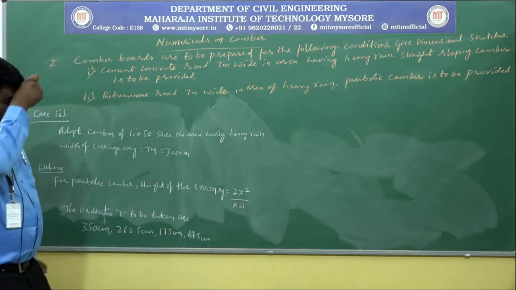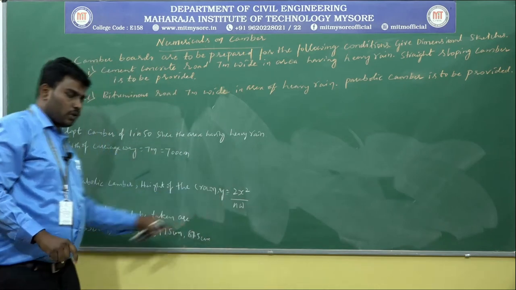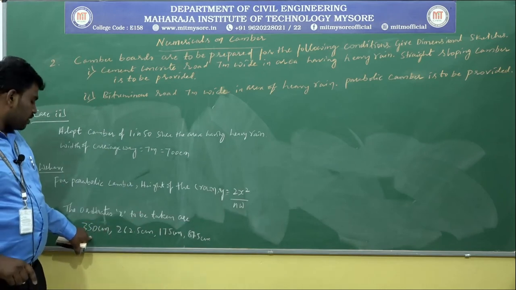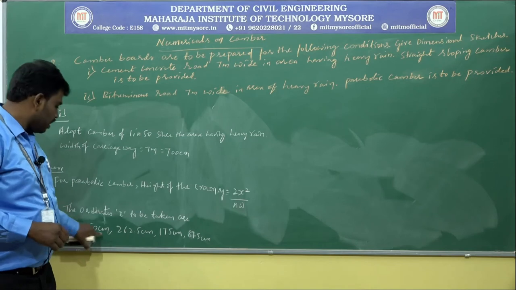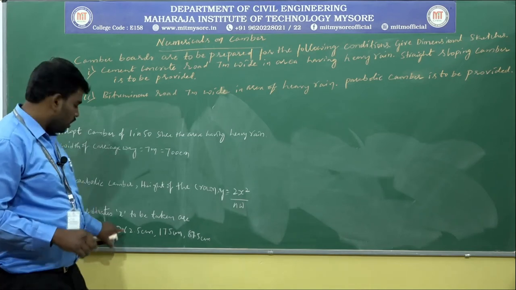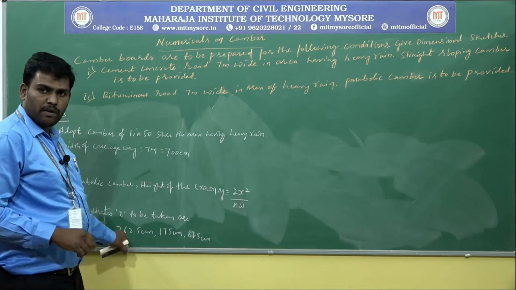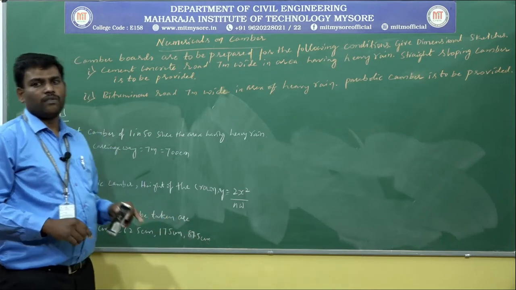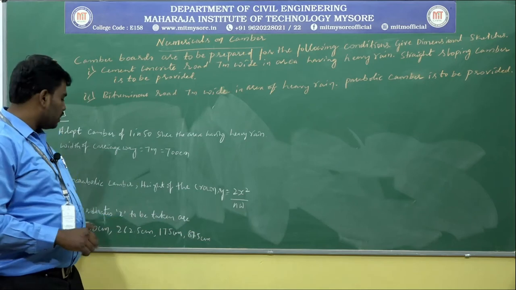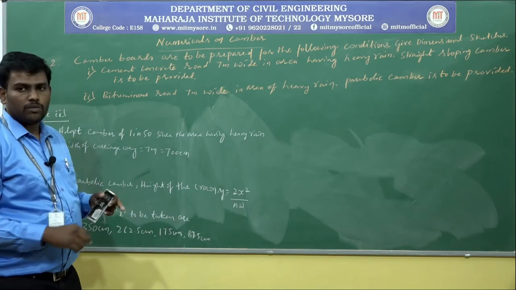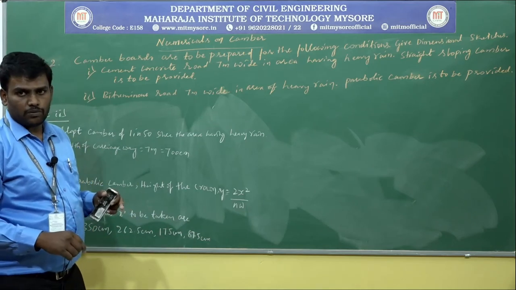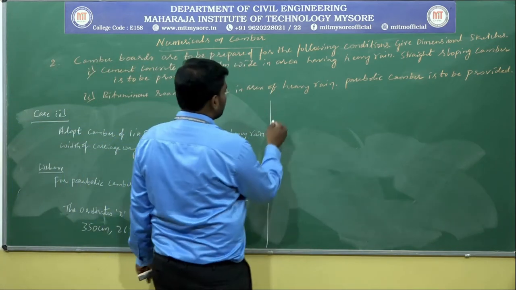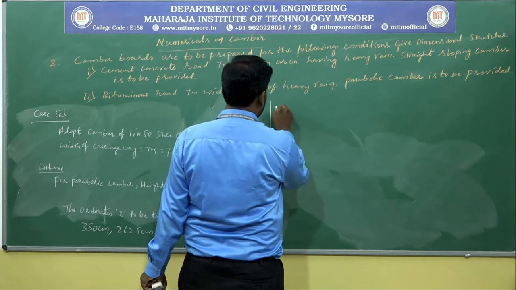87.5 centimeter. They are going to measure the height of the crown at four intervals. It is at 350 centimeter, which means half of the pavement width. Then 3 by 4th of 350, 1 by 2 of 350, 1 by 4 of 350. At these four intervals, they are going to measure the height of the crown. Is it clear? I'll take up one by one.